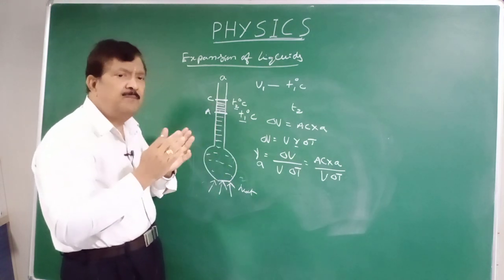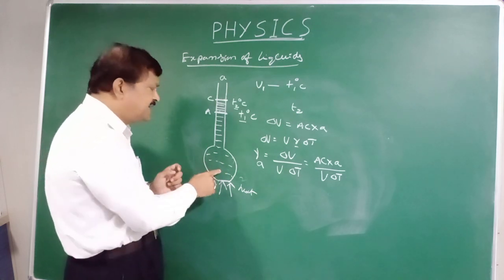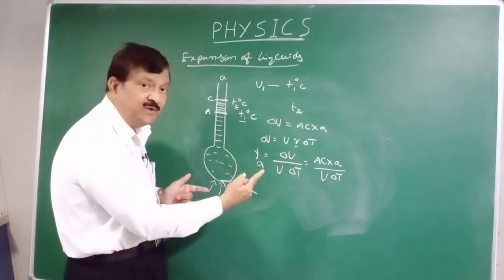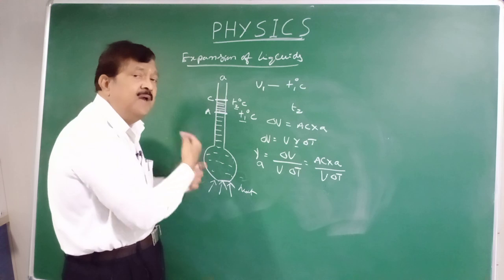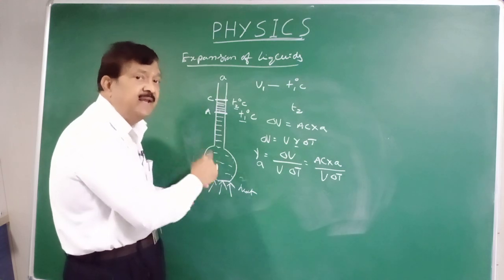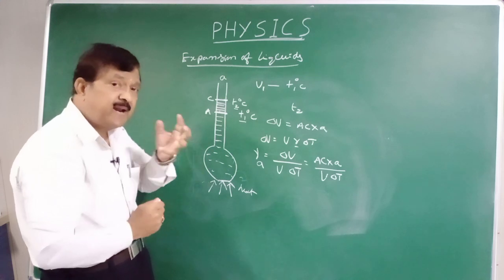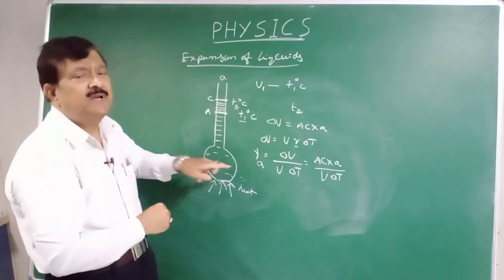But only to make it convenient for us to understand, let us suppose initially the temperature of the container is increased from T1 to T2. After that, the liquid is taking heat energy and the temperature of the liquid is increasing from T1 to T2, and the liquid is also expanding. But prior to that, the temperature of the container is increased from T1 to T2.